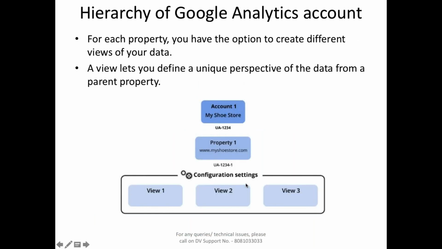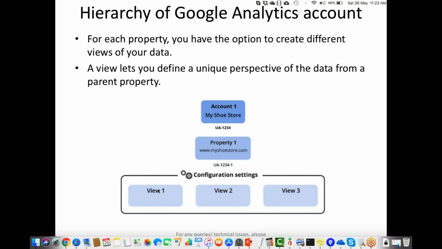And then you have something called views. A view can be defined as a unique perspective of the data from a parent property. Depending upon your configuration settings, the data will be different, varying in different views. So you can say it's a unique perspective of the data from a parent property. So this is about the Google Analytics hierarchy. We'll see how to navigate a Google Analytics account now.